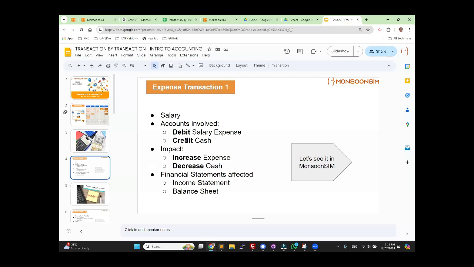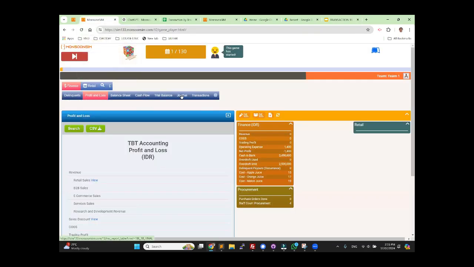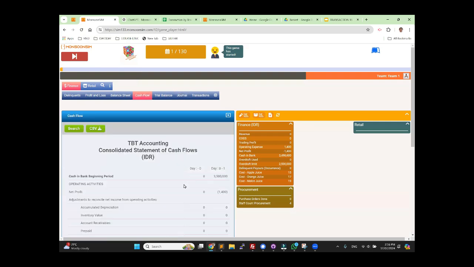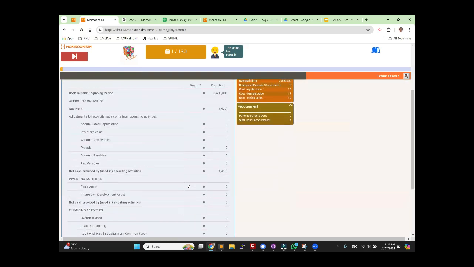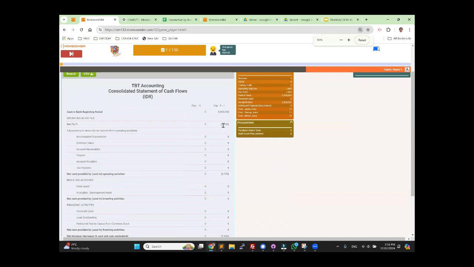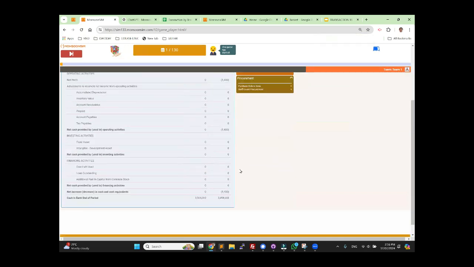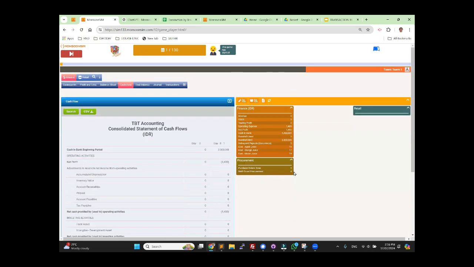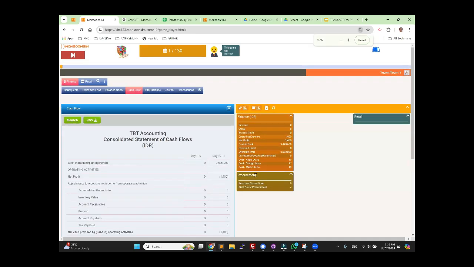Okay, so if you compare back to the transaction here, your debit salary and credit cash, let's have a look at the journal. What happened? Debit salary, credit cash. Yeah, so you have increased the expense and you have reduced your cash. So what you can do here, if you're teaching, you can go straight into the cash flow and show them what happened on the first day. You start with 3.5 million and immediately you are losing 1,400. Okay, paying salary to these 4 people working in a procurement department.